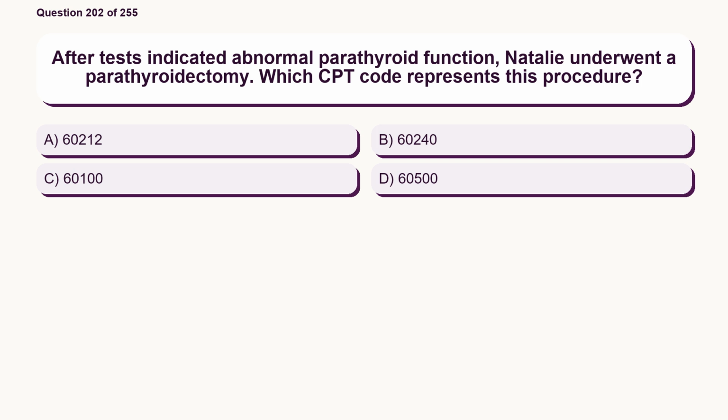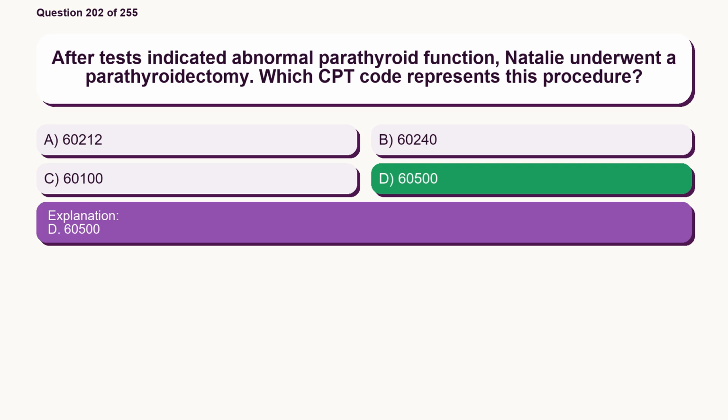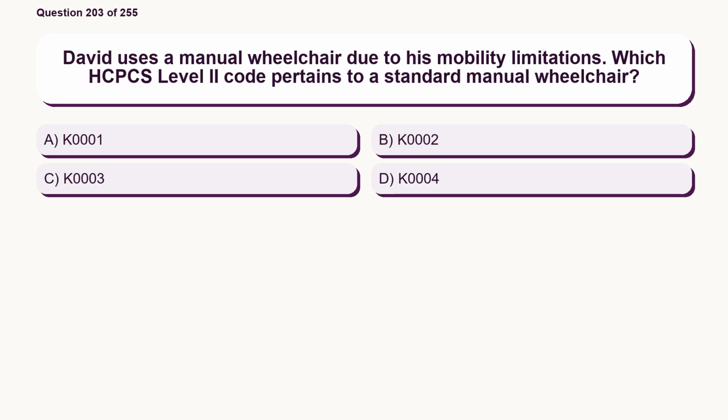Question 202. After tests indicated abnormal parathyroid function, Natalie underwent a parathyroidectomy. Which CPT code represents this procedure? Option A, 60,212. Option B, 60,240. Option C, 60,100. Option D, 60,500. The correct answer is option D, 60,500. D, 60,500.